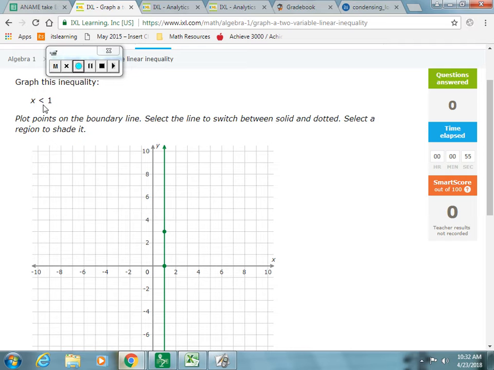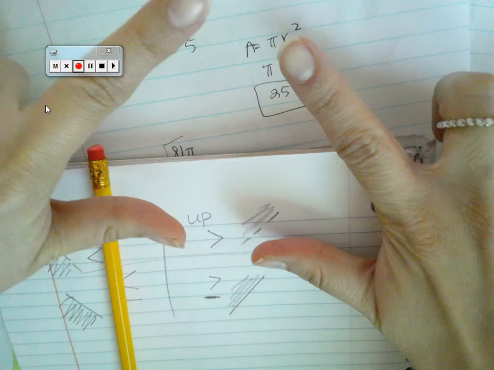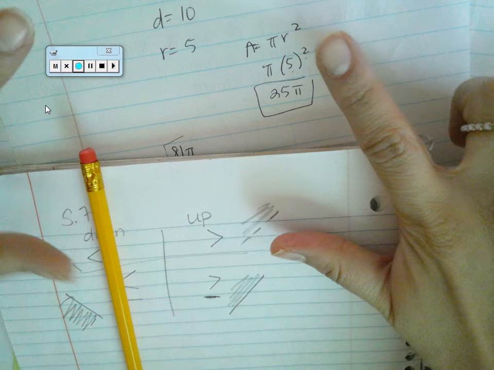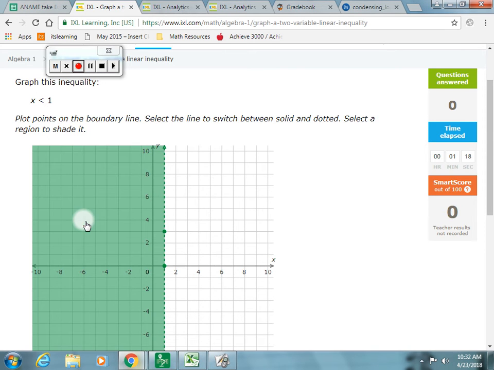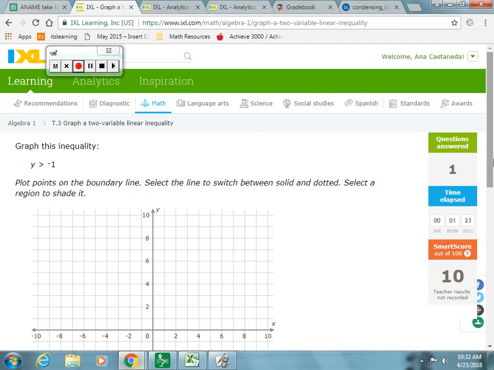Now, because there's no bar underneath it, it's dotted. Okay, there's no bar underneath the less than right here, so it's like this. Now, if it's less than, it's smaller, okay? I'll show you my hands. You have hands like this. If it's less than, it's shaded to this side. So then I shade on this side. That's it. Let's do another one.